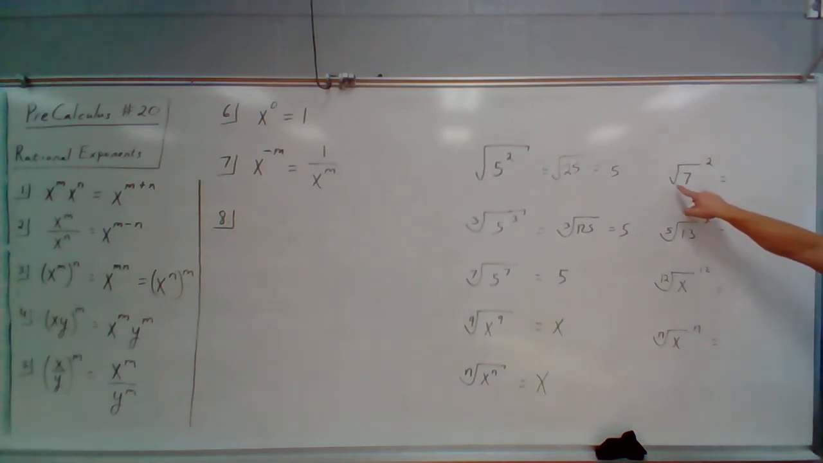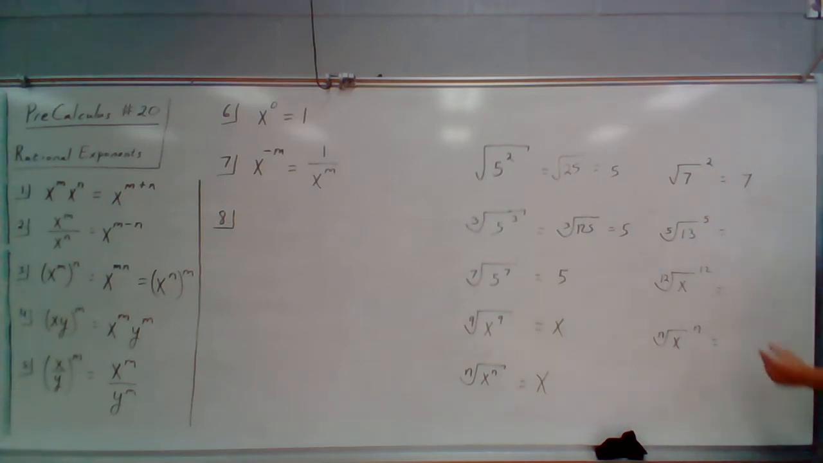Then going the other way, what if I did the square root of 7 and then I squared it? I have no idea what the square root of 7 is. I know approximately what it is, but I couldn't say it because it's an irrational number. But whatever that number is, if I squared it, I would get 7 because those are inverse processes.